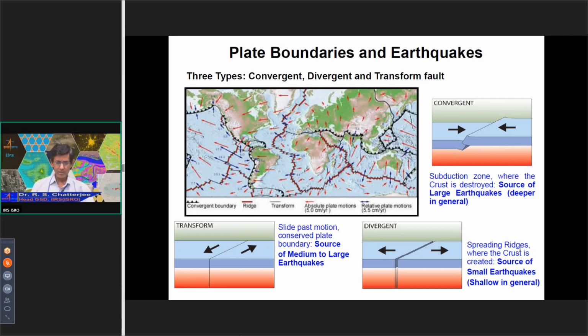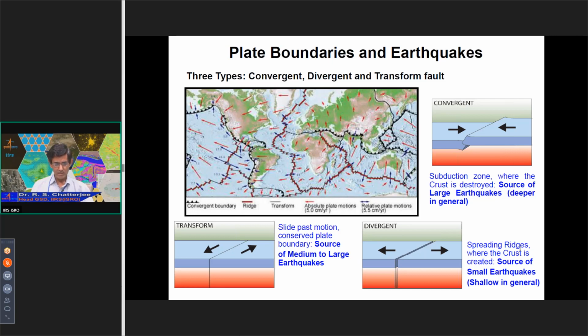And in the left top illustration, you can see the different kinds of plate boundaries. For example, you see the convergent plate boundary on the north of the Indian plate, and on the eastern side in Indonesia and beyond. The red lines indicate the ridges, basically the mid-oceanic ridges. So this is your divergent plate boundaries, and these black lines are the transform plate boundaries.